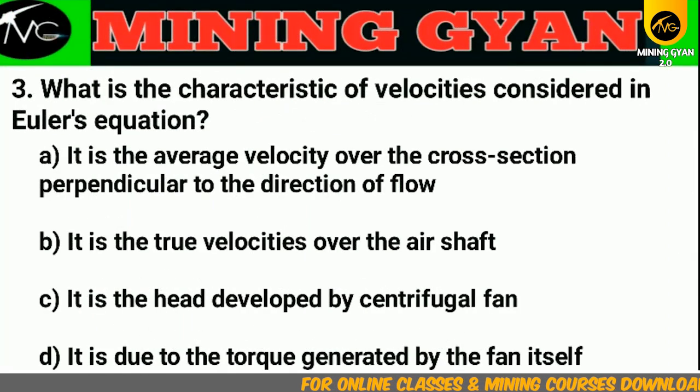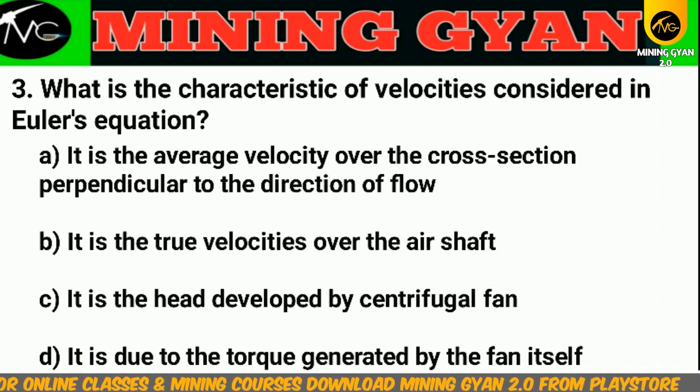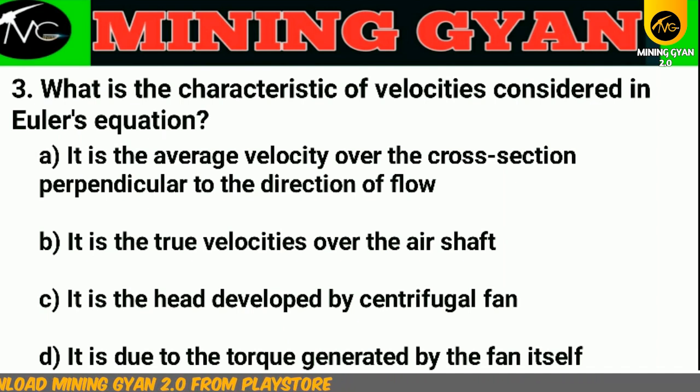Next question is, what is the characteristic of velocities considered in Euler's equation? A. It is the average velocity over the cross section perpendicular to the direction of flow. B. It is the true velocities over the air shaft. C. It is the head developed by centrifugal fan. D. It is due to torque generated by the fan itself. Right answer is A. It is the average velocity over the cross section perpendicular to the direction of flow.